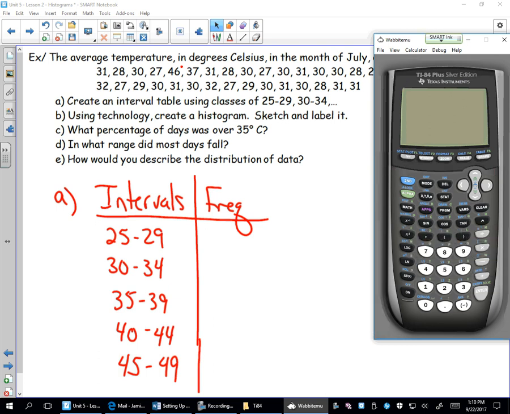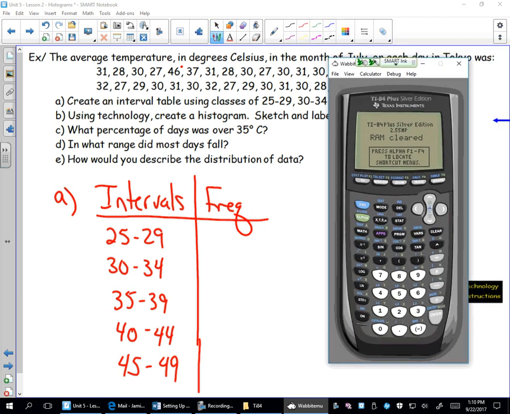It's good to use technology and learn how to use new tools. So to do this, the first thing I have to do when I make a histogram is tell the calculator, here's my data. So we're going to turn it on. And we're going to go to Stat. Stat is up here at the top.